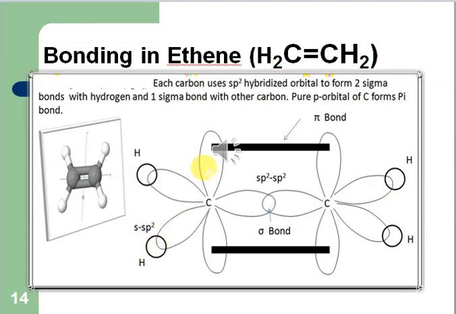This is the unhybridized p orbital, which I was referring to before. This unhybridized or pure p orbital overlaps in parallel and will form a pi bond. In this pi bond, the electron density is available above and below the two atomic nuclei, while the sigma bond is present between the two nuclei. So a sigma bond is always stronger than a pi bond.